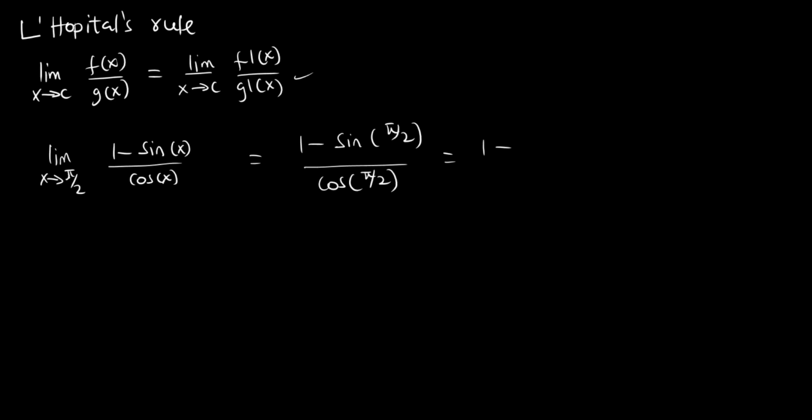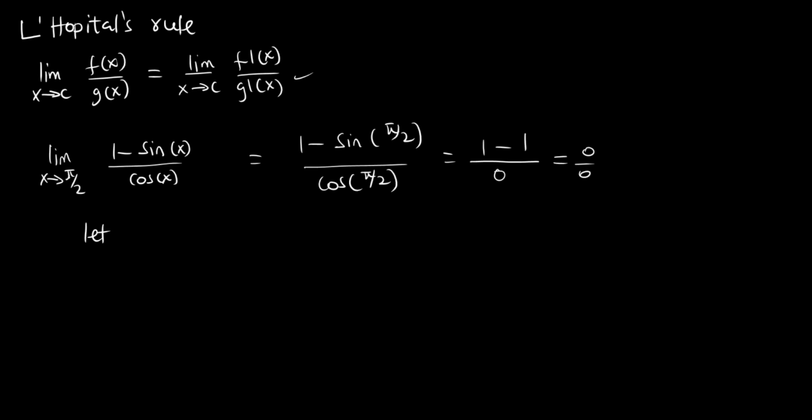Sine of pi on 2 gives us a value of 1. If you want to do this computation, make sure you set your calculator to radians. So this divided by cosine of pi on 2, that's 0. So you're going to have 0 over 0, which is indeterminate. So you have to find a different way to evaluate the limit. So let's apply L'Hopital's rule here.